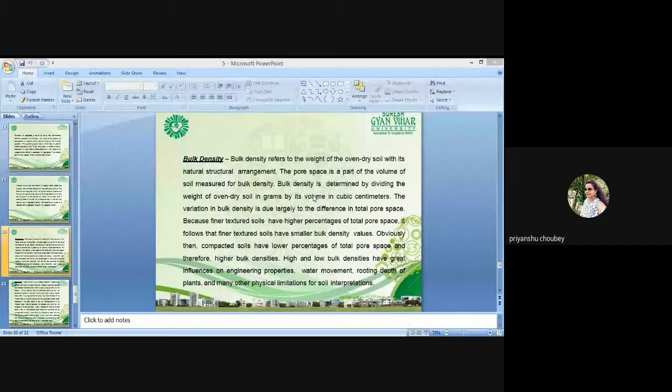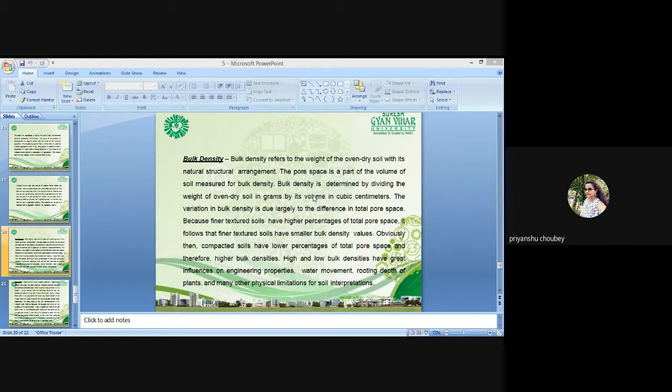Bulk density refers to the weight of oven dry soil with its natural structural arrangement. The pore spaces are part of the volume of soil measured for bulk density. Bulk density is determined by dividing the weight of oven dry soil in grams by its volume in cubic centimeters.